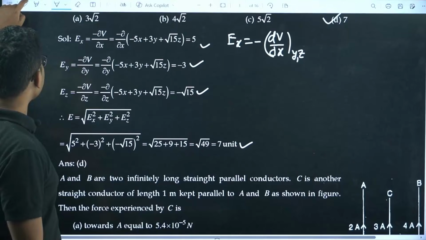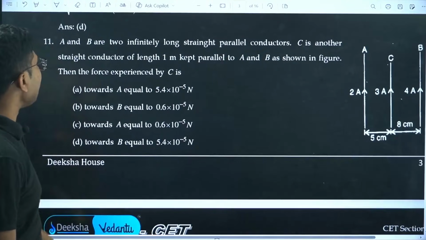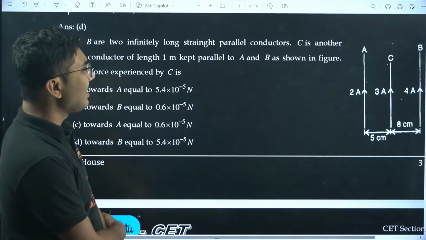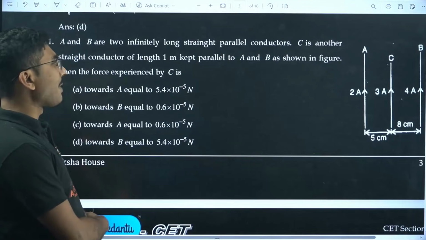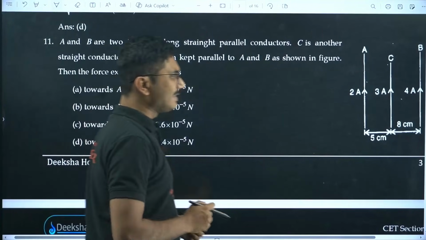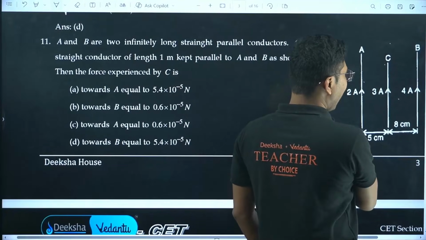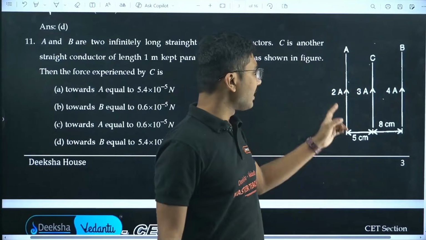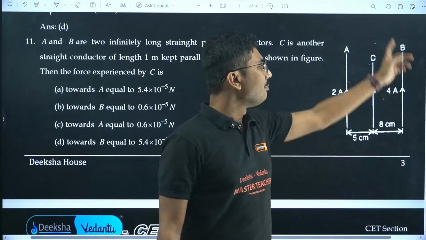Now let's move on to the next question. A and B are two infinitely long straight parallel conductors. C is another straight conductor of length 1 meter kept parallel to A and B as shown in the figure. Then the force experienced by C. So here you can see there are 3 wires, A, B and C. I hope it is clear. A is carrying 2 ampere, C is carrying 3 ampere, B is carrying 4 ampere.